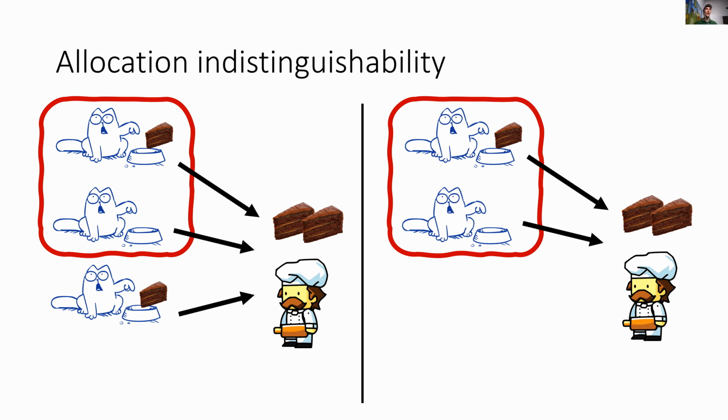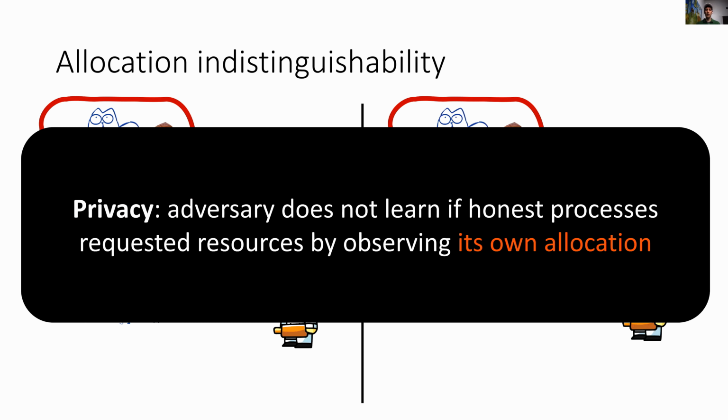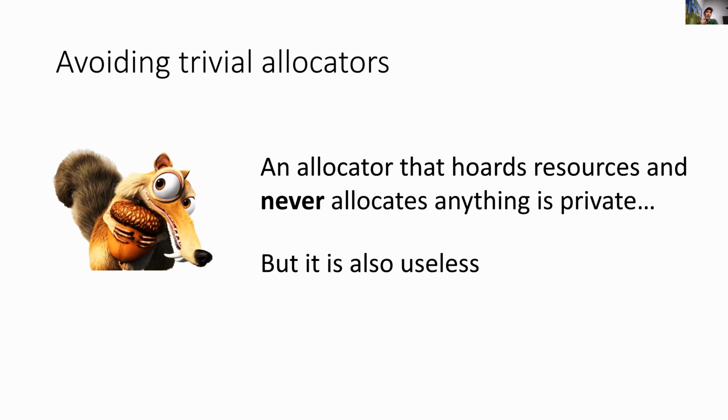So in other words, if the adversary cannot distinguish between these 2 universes, then what it means is that by observing its own allocation, it cannot determine whether any honest processes requested a resource or not. And so this is how we capture our goal of privacy. Of course, privacy is actually very easy to achieve if the allocator outputs nothing. But this kind of allocator is useless in practice.